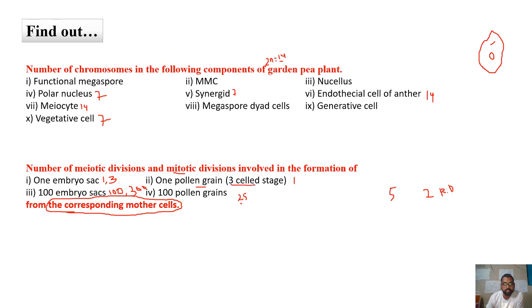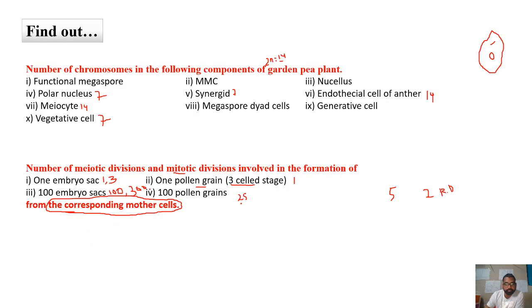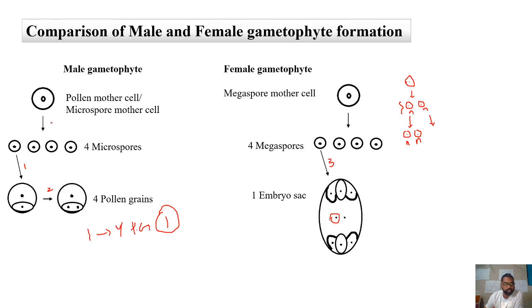If it is the two-celled stage, it is only one mitotic division. But if it is the three-celled stage, it has to be two rounds of mitosis. So the answer is one meiotic division and two mitotic divisions for one pollen grain, 25 meiotic divisions, and see, coming to the mitotic divisions, you can ignore this one.